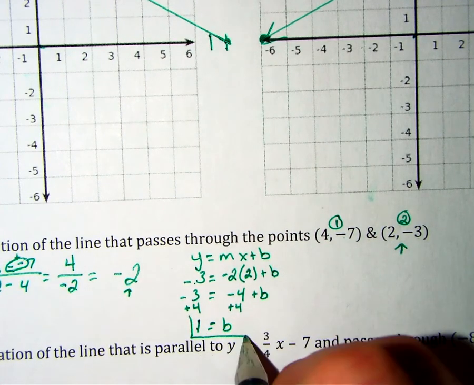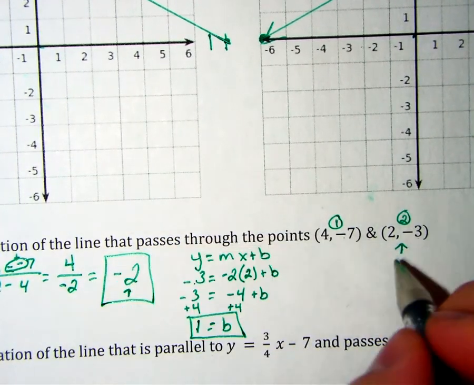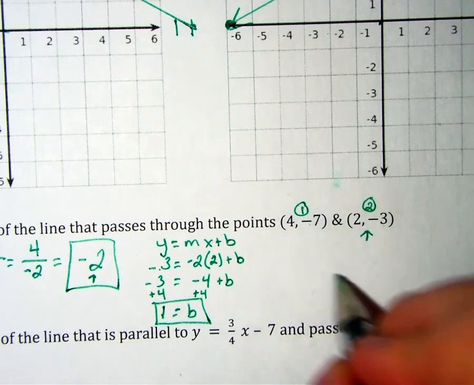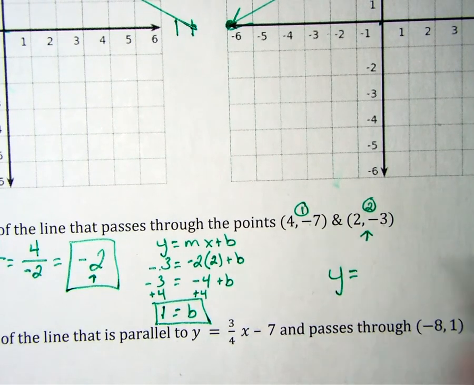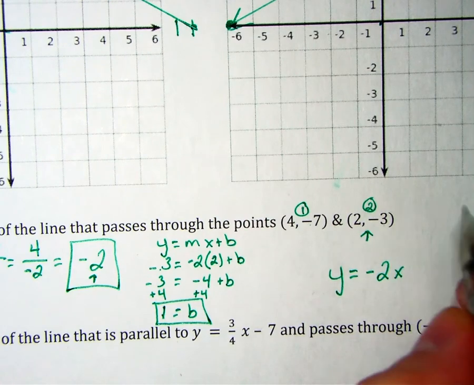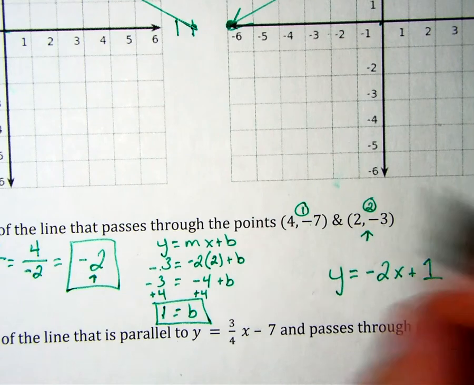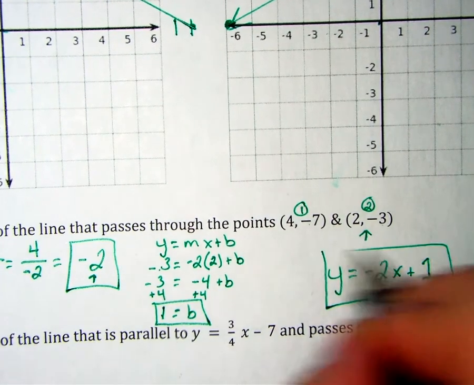At this point, we know the value of b, and we know the value of m. We can rewrite our equation using those two values. Y equals m, which is -2, x plus b, which is 1. And that would be our final solution.